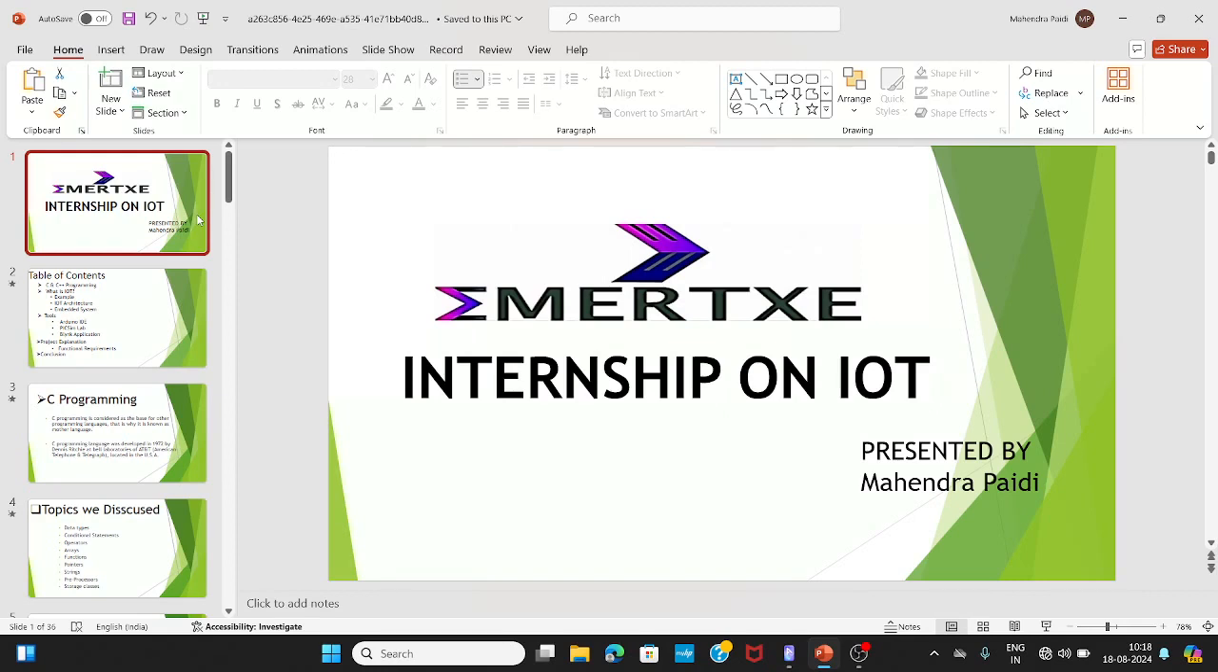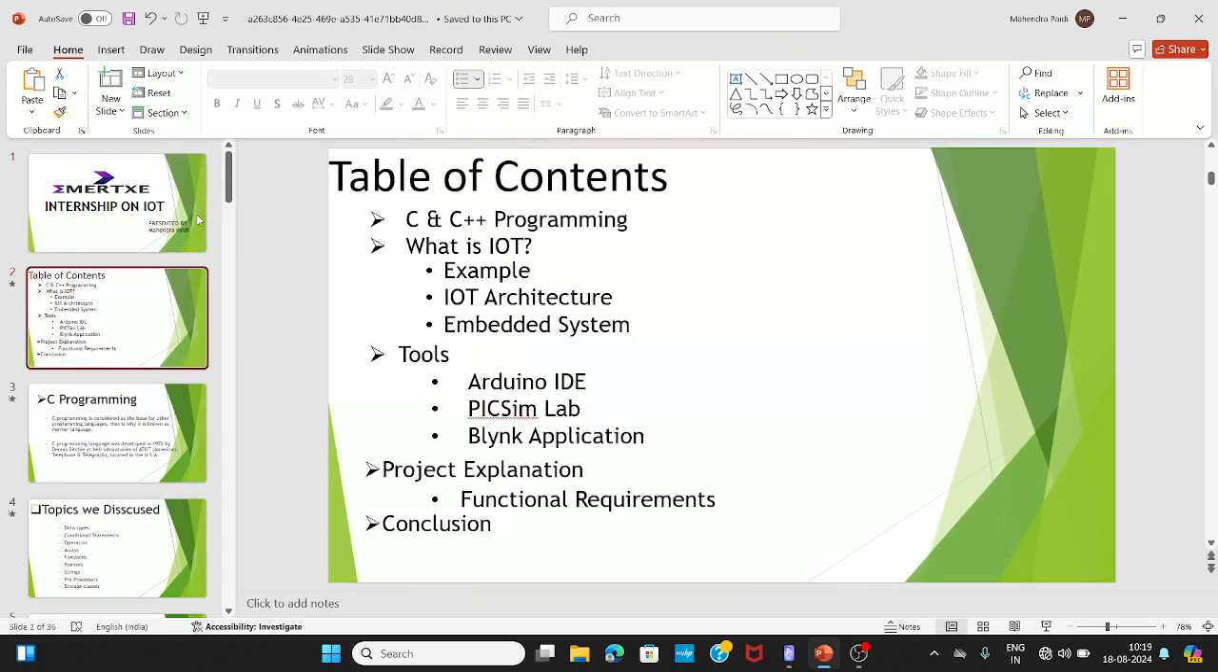Today, I am going to discuss the things we learned in the internship and give a brief explanation about the home automation project. First of all, take a look at the contents that we are going to discuss. C and C++ programming. What is IoT? Example for IoT. IoT architecture, embedded system, and what are the tools we use during this project. Arduino IDE, PiximLab, Blink application, and at the end we are going to see the working of the project.